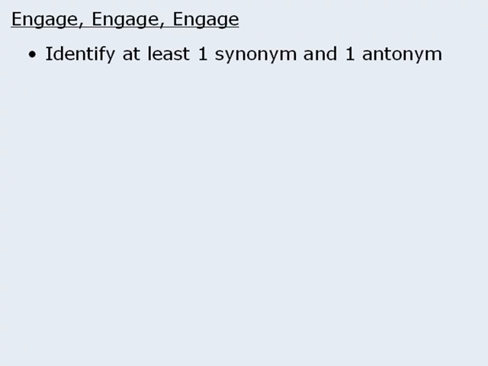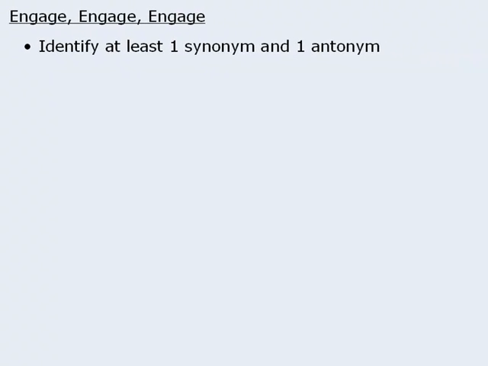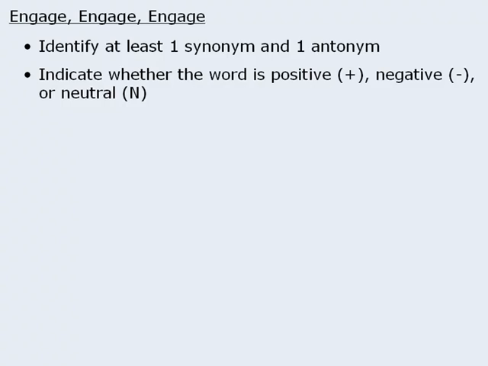First, try to identify at least 1 synonym and 1 antonym for that word. Also, for each word, indicate whether the word has a positive, negative, or neutral connotation by placing a plus sign, minus sign, or n by the word. Another tip to consider is to identify any prefixes and roots that indicate the meaning of the word.